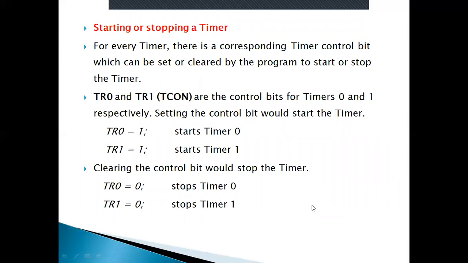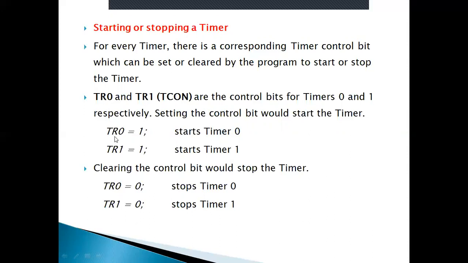Starting or stopping a timer. So this is also very important. There are two means of doing this task. That is, we can start or stop a timer using hardware means, as well as we can perform it using software means. So if you are doing it using software means, then you need to use the bits TR0 and TR1 of the TCON register. So TR0 is for timer 0, TR1 is for timer 1.